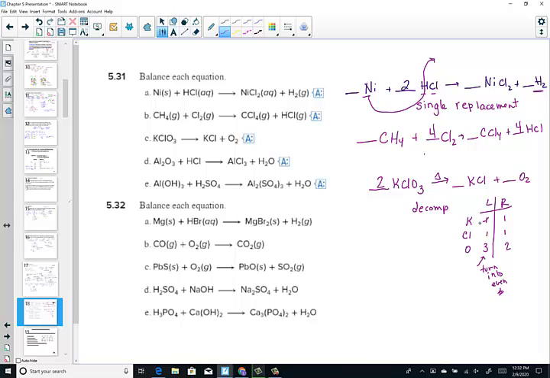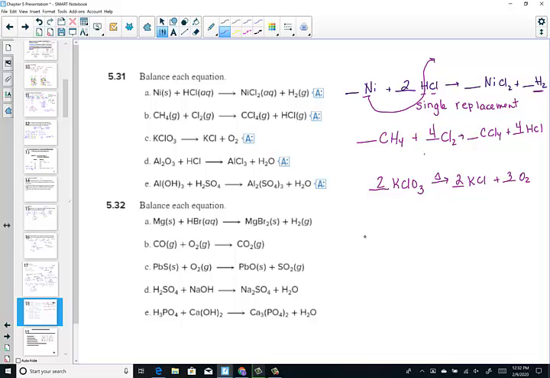So when I double the left, I get 2 Ks, 2 Cls, and 6 Os. On the right, I can fix my KCls by placing a 2 in front of the KCl. Oh, we got it. Here's a 3, and I can turn that into a 6. 2 KClO3s decompose to form 2 KCls and 3 O2s. There's your letter C.